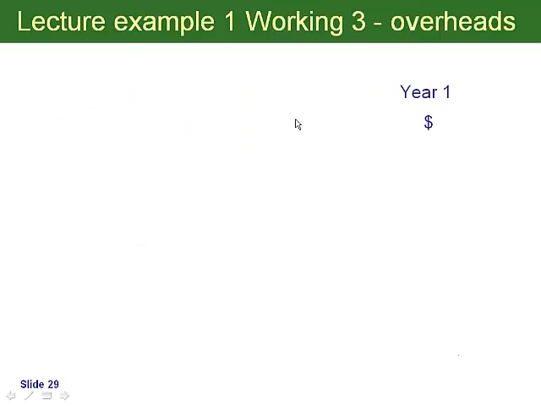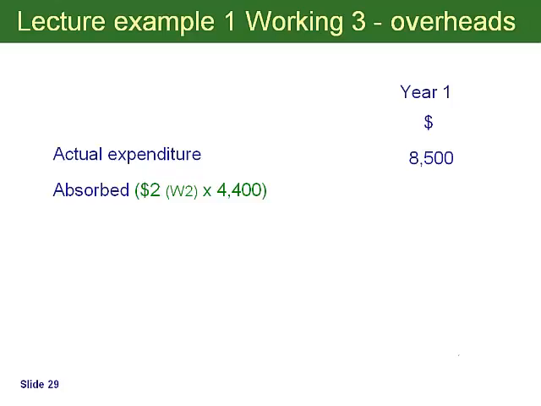Now obviously we need to get that $2 a unit into the income statement, and we'll do that by looking at our overhead absorbed. Take our actual activity multiplied by the $2. Once we've got the overhead absorbed, we can compare that with our actual overhead to see whether we've charged our income statement with the right amount. So here's our absorbed overhead, 4,400 units that we produced, times the $2 was 8.8. The actual overhead though was only 8.5, so we charged too much to our income statement here. So we need to reduce the cost in our income statement by $300.